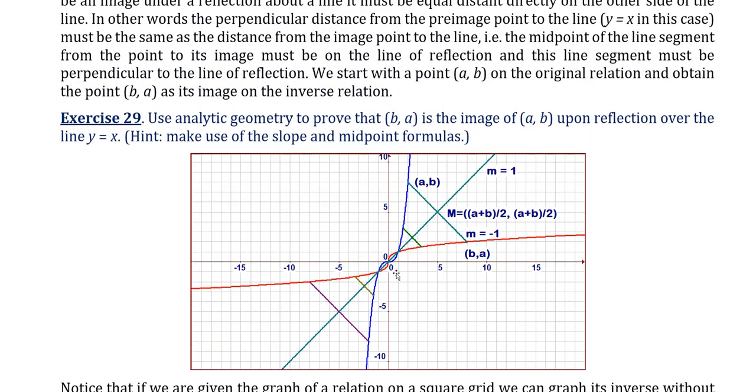So if we've got a graph here of any relation, a smiley face, anything that we want to draw, and it's on a grid, we can actually find its inverse relation, at least the graph of it, by just reflecting over that line, perhaps using tracing paper, perhaps using the grid itself, perhaps using GeoGebra, but not necessarily having to know the formulas. Or if we know the formulas, we know how to do it as well.